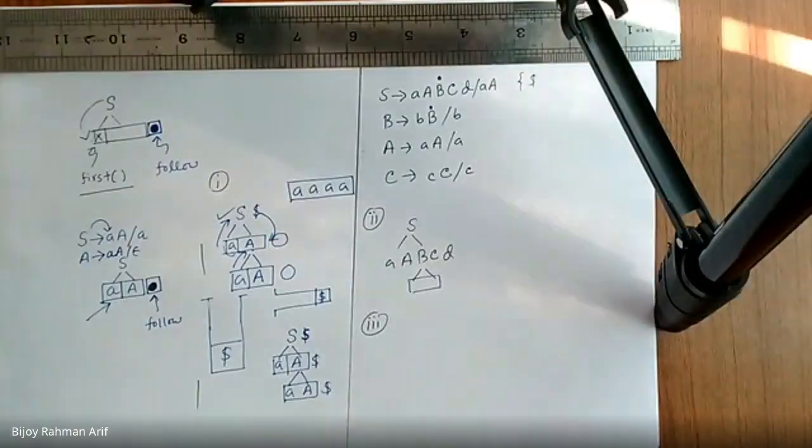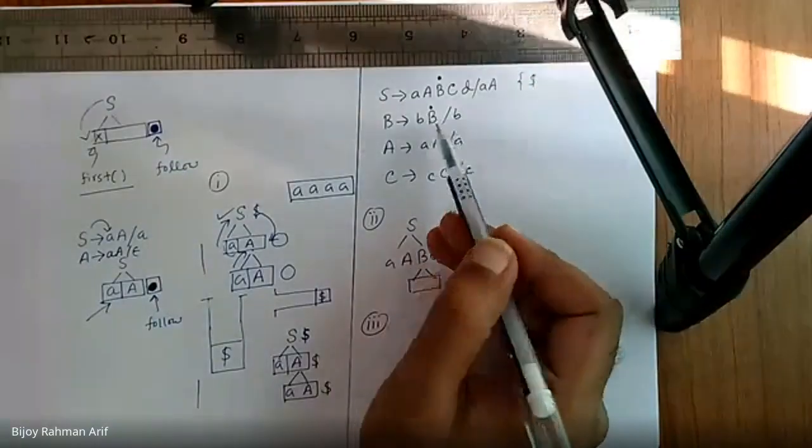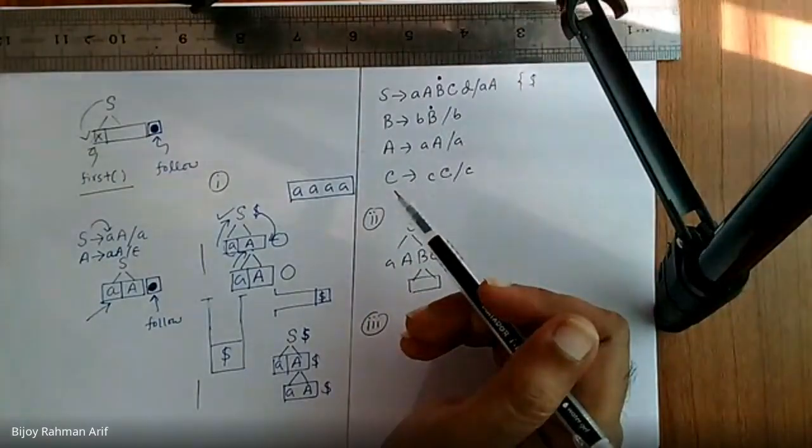You are a very greedy person. Always thinking about dollar. So tell me, after this B there is nothing. So what would be the follow?